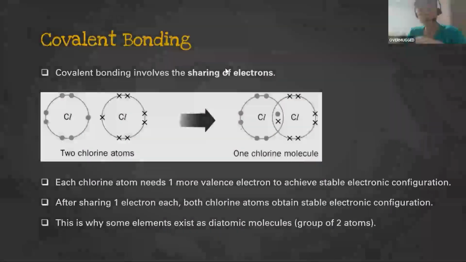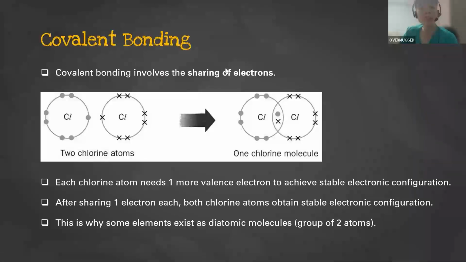Moving on. Covalent bonding. Covalent bonding involves the sharing of electrons. Previously, we had ionic bonding, which involves the transfer of electrons. The sodium totally gives the electron to chlorine to form sodium chloride. But over here, I share electrons. So basically there are two ways in which atoms can achieve stable electronic configuration: gaining and losing, or sharing electrons. If they share electrons, these are usually non-metals.